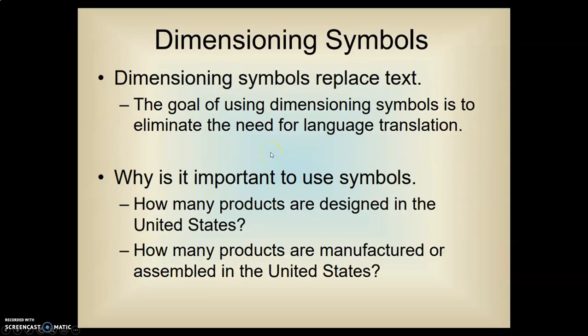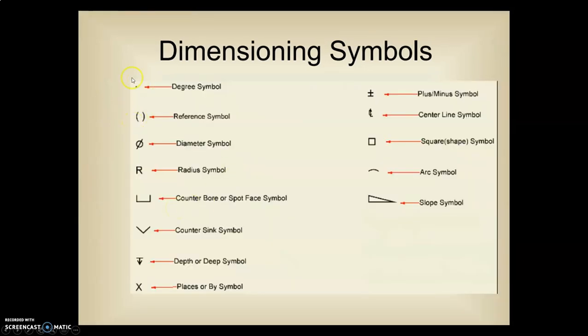Dimensioning symbols are used to replace text. The goal of using dimensioning symbols is to eliminate the need for language translation. Just because we read and write English doesn't mean that everyone in the world, and the people producing it, may read English, so we use symbols whenever we can. Here are some of the common ones.